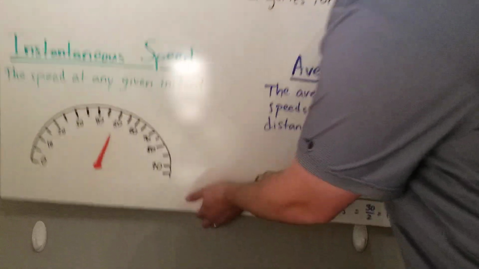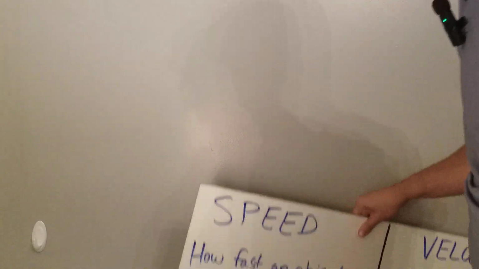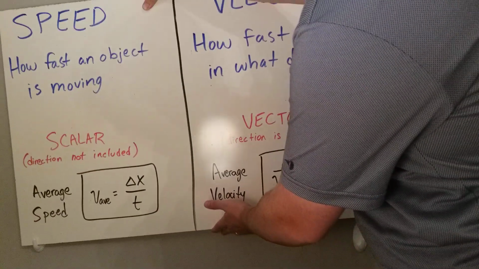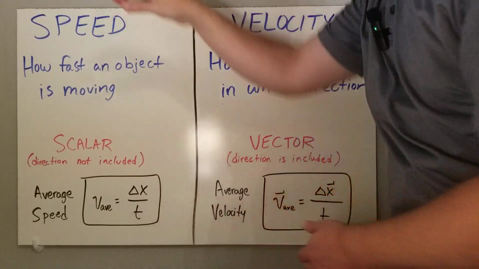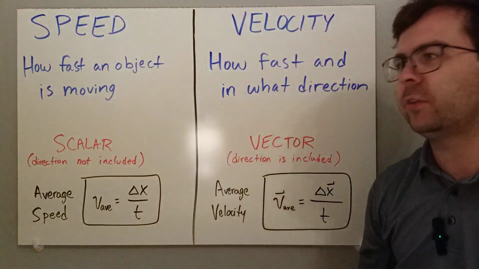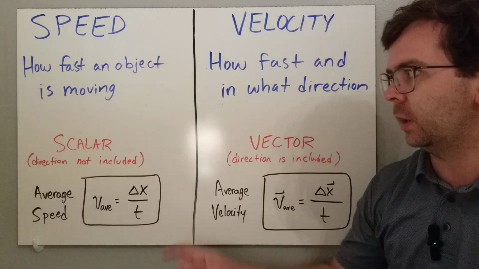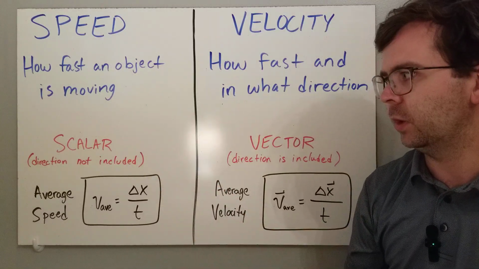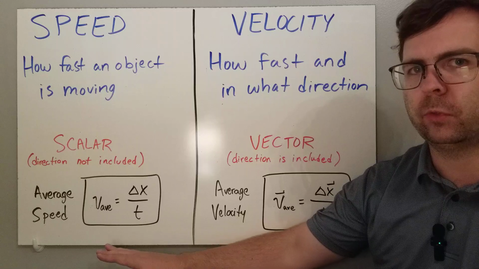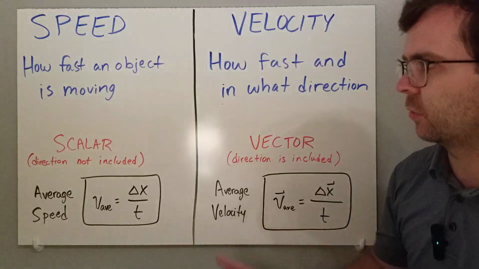So now that we've talked about the different categories for speed, let's define speed and velocity. So speed, as you probably know, is how fast an object is moving. In physics, speed is a scalar quantity. Direction is not included. And so we use an equation for the speed down here. I'll get to that in a second. Let's come back to that.